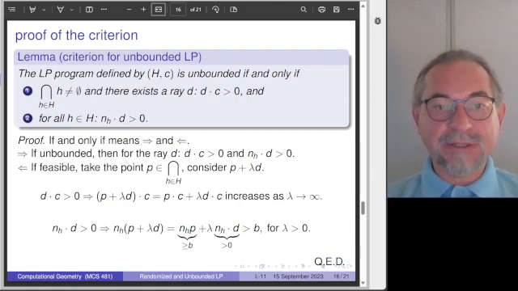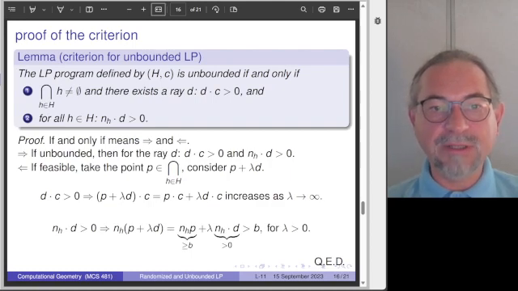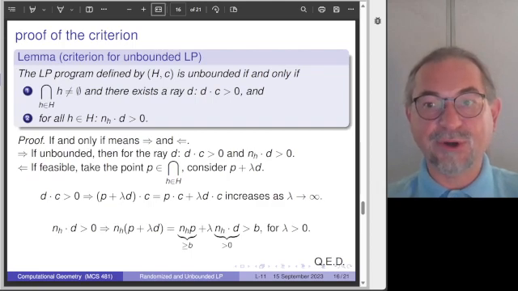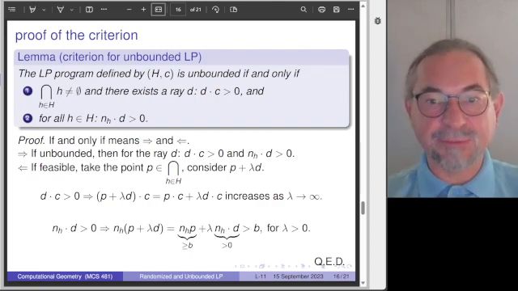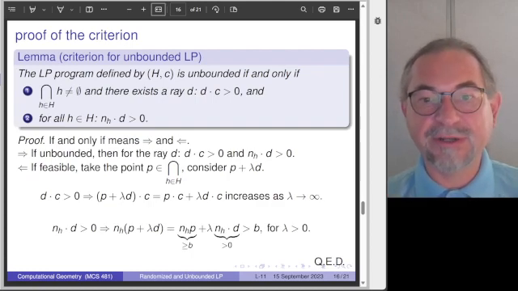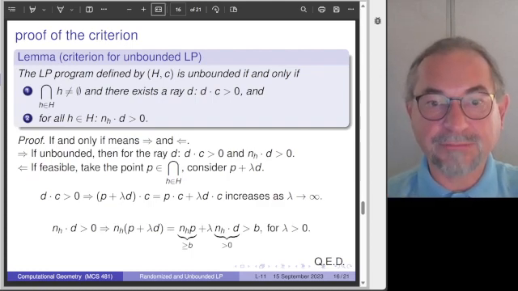So let's prove it. We have the if and only if. If it is unbounded, that follows from the definition. Unbounded means that there is a ray. If you walk along that ray, you keep on increasing your objective value, so you stay inside the polygon, and that's the first criterion. And also you don't face any obstruction. So that follows the definition. Okay, now let's work the other way.